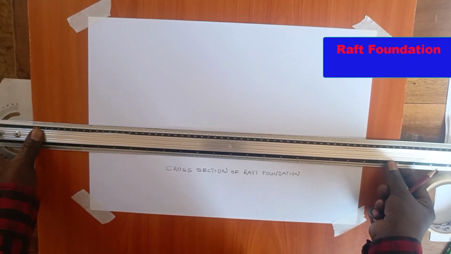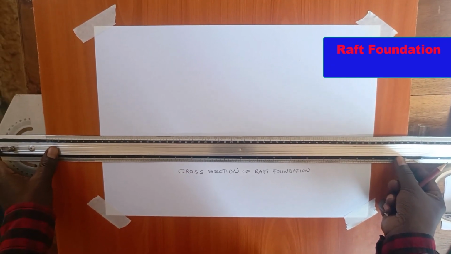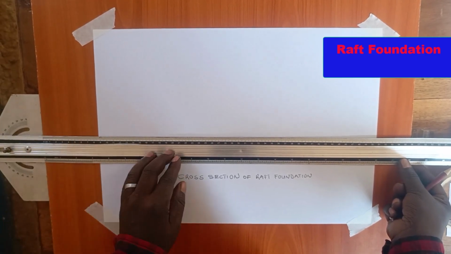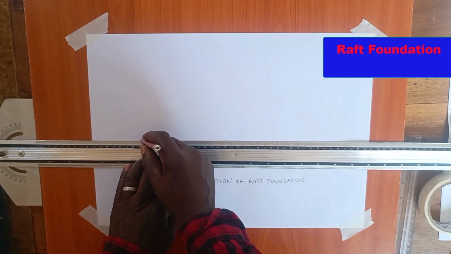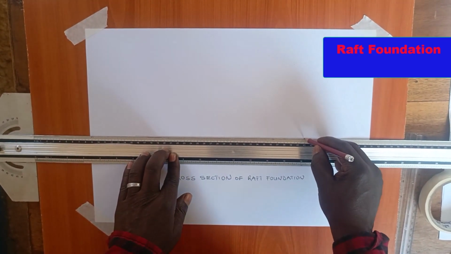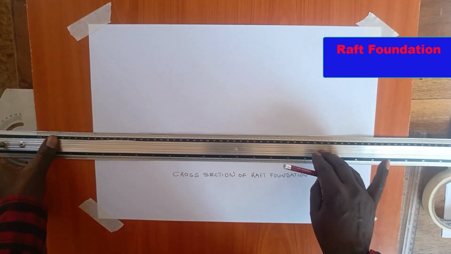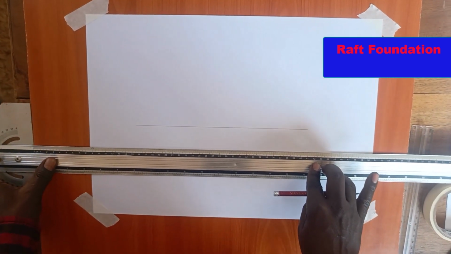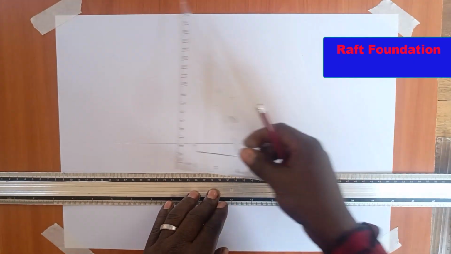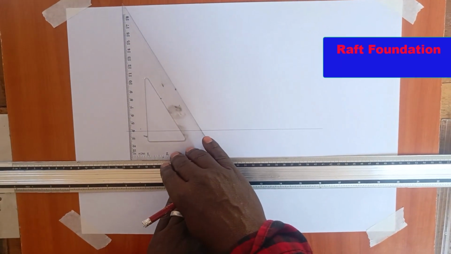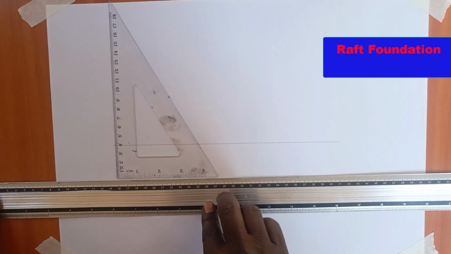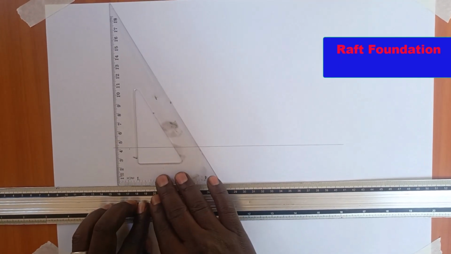So I'm going to start with the top part of the concrete of the raft. So I'm going to draw this line here, which will represent the top part of the raft. So that is the line representing the top part of the raft. So here will be 400 millimeter. So the length, the depth of the concrete here is going to be 400 millimeter.